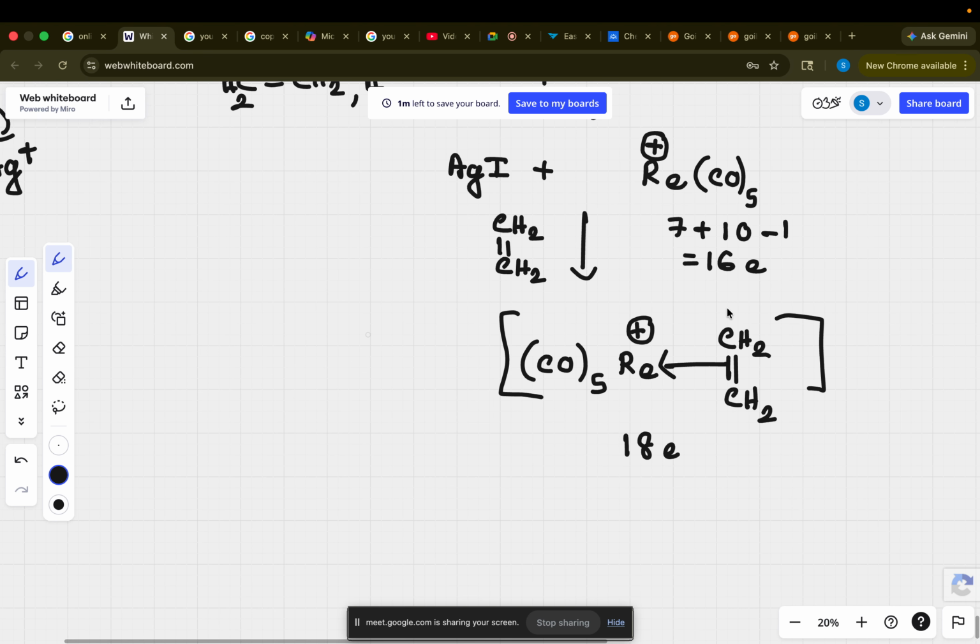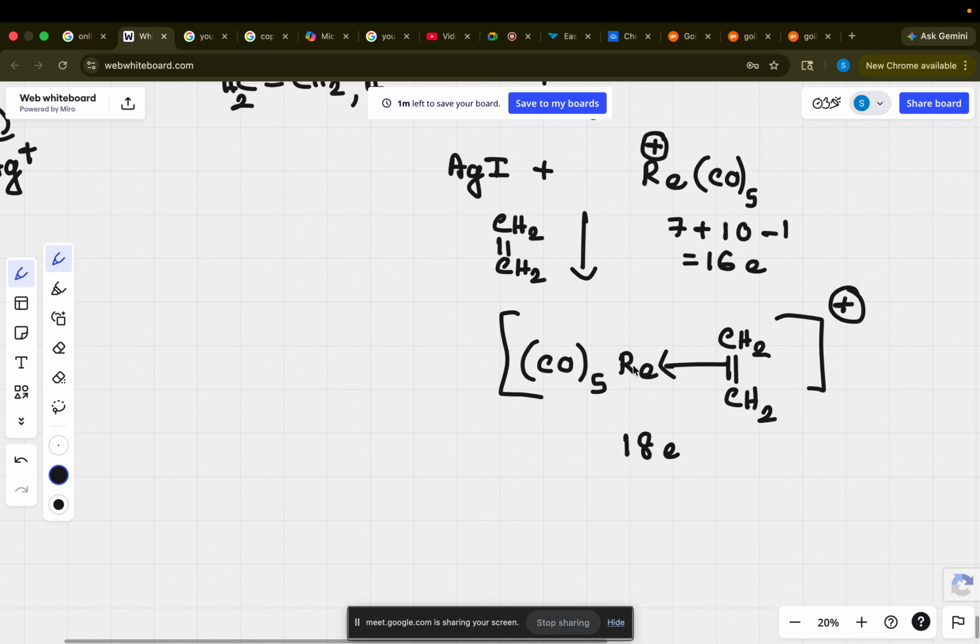Now basically they may not show the positive charge on rhenium; they can show the overall charge as positive here. Whether they show the positive charge on the rhenium center or the overall charge, both are the same. So that overall positive charge is basically the charge on the metal center. Clear? So that time the total valence electron count is 17, where the positive charge is present overall, so that time also you will get 18, right?